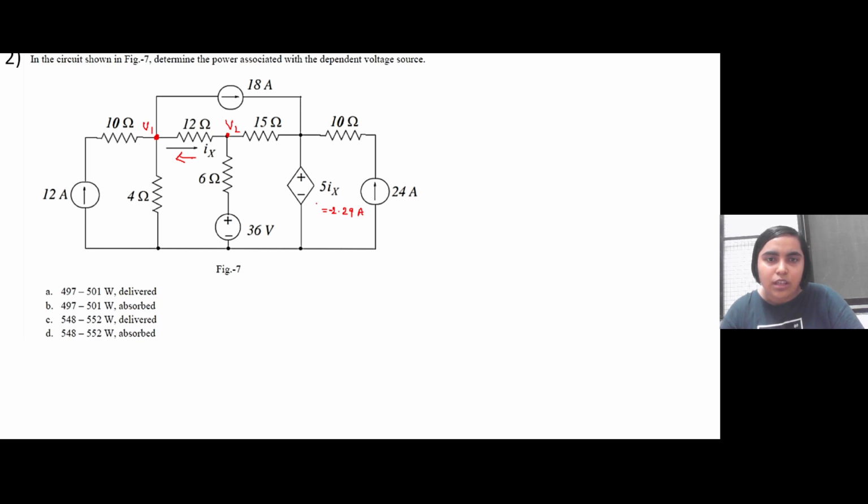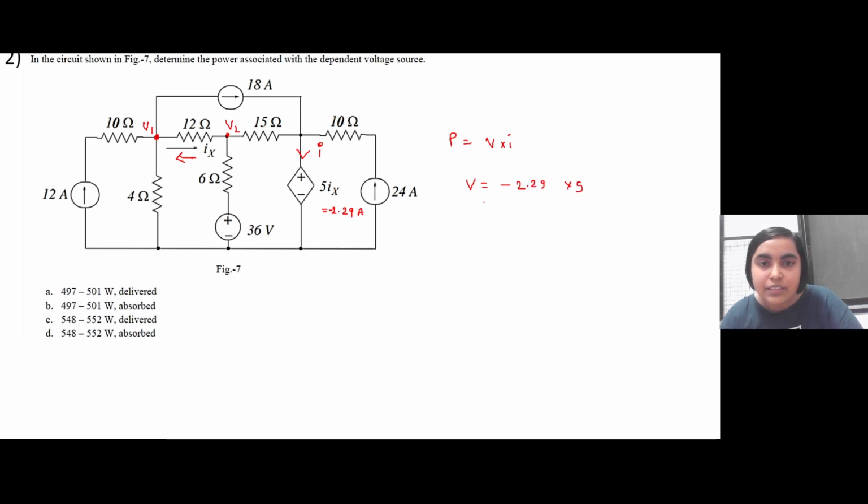In order to calculate the power consumed by this dependent voltage source, what do we need? We need the current in this branch and the voltage. So power can be calculated as P equal to V into I, right? Voltage we can easily calculate, right? V will be equal to minus 2.29 into 5, right?